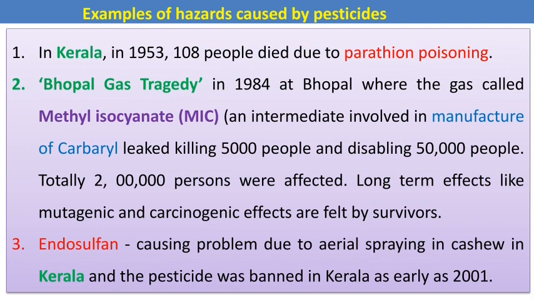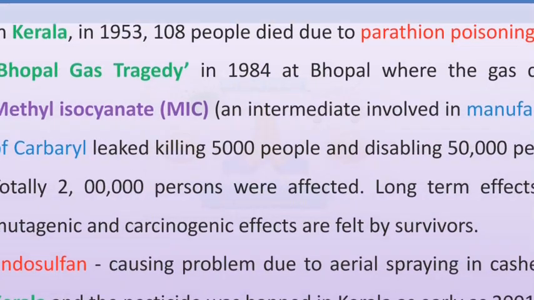And endosulfan in Kerala in 2001 caused problems due to aerial spraying in cashew, and the pesticide was banned in Kerala in 2001. These are some of the hazards caused by pesticides. This is all about the chemical control, or chemical methods or chemical tools of IPM. Okay, thank you.